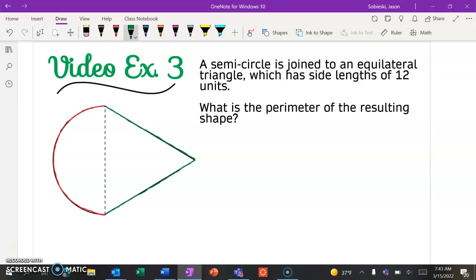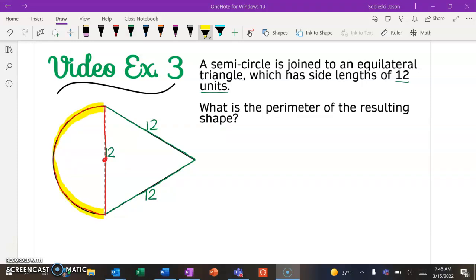Okay, and again, this dashed line in the middle, we don't want to count that because that doesn't really count as perimeter. Perimeter is just the outside. So they tell us that this semicircle is joined to an equilateral triangle that has side lengths of 12 units, meaning all of the sides in this triangle are 12 units. So this one, and even this dashed one, even though we're not going to count it.